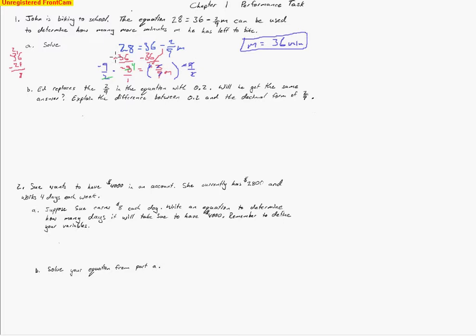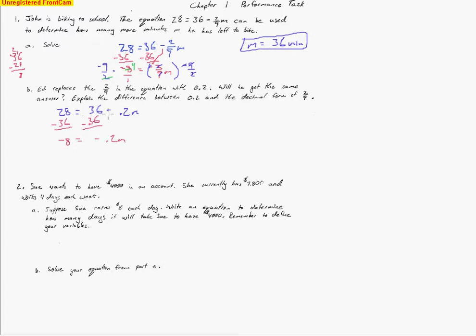Now, it said Ed replaces the 2/9 with 0.2. Will he get the same answer? If we do that, we could actually do the work and see what we end up getting. So 28 equals 36 minus, and then he put in 0.2 in place of the 2/9. So we're just going to solve the equation again. We know the first step is subtracting the 36 from both sides. We get negative 8 equals the opposite of 0.2m.